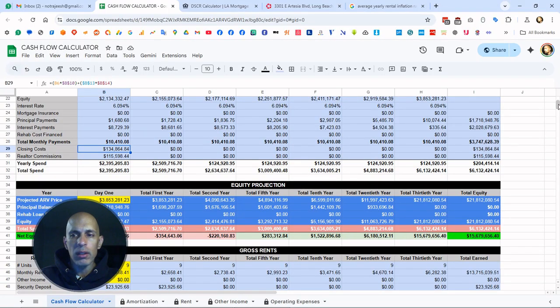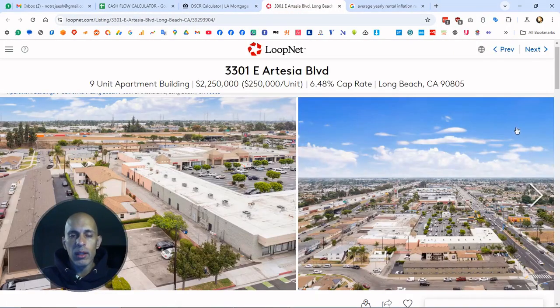This is still a very good deal, even if you just look at it like that. So, yeah, until the next one.